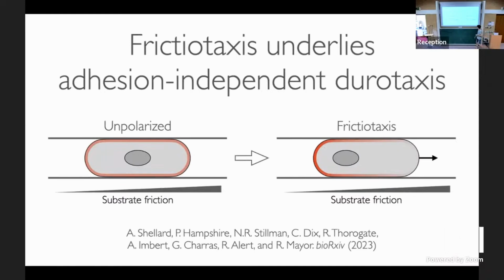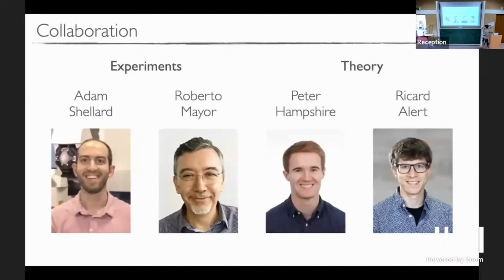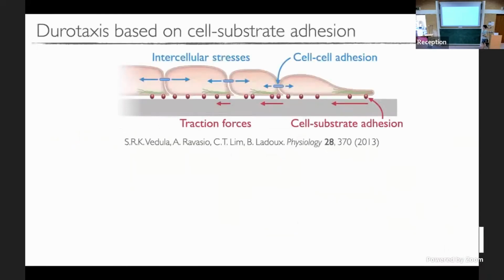Okay. This is the preprint that I put up down here. This is again a collaboration between theory and experiments. This time the experiments were done by Adam Scheller in the lab of Roberto Mayor at UCL here in London. And the theory we did together with Peter Hampshire, who's a PhD student in my group. The idea here is still the same.